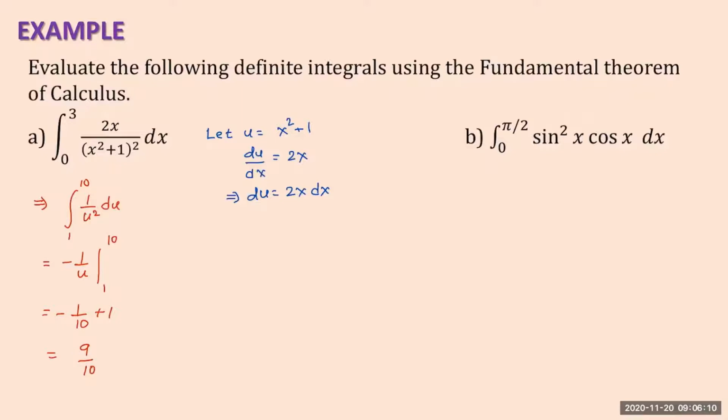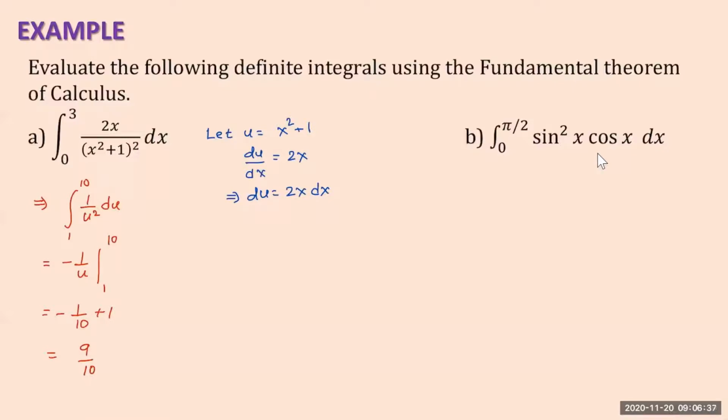Now let's look at the second part here. In the second part, we have to integrate sine squared x, cosine x with respect to x, and the limit of integration is from 0 through pi over 2. Again, if we analyze this integral properly, we see that here we have sine squared x. The derivative of sine x is cosine x, which is here within the integral. So we'll be using the U substitution.